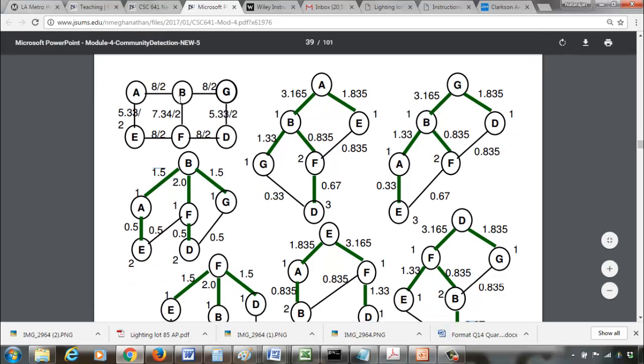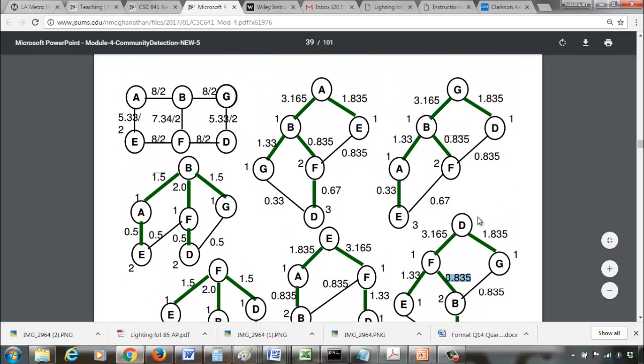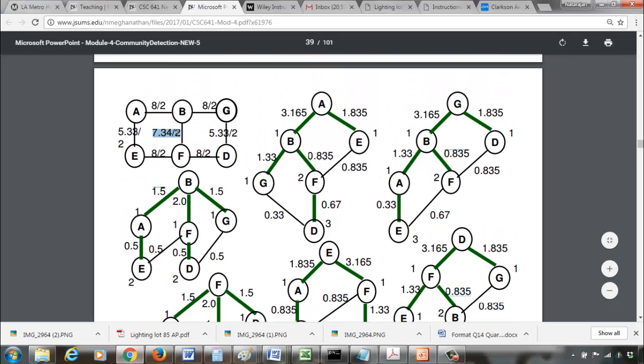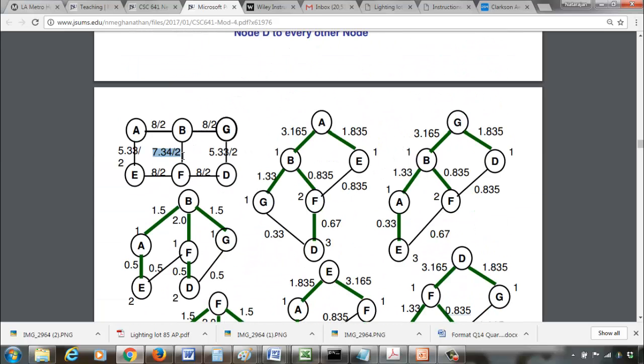Similarly, for the edge, say for example BF, we add the numbers 0.835, another 0.835, plus here we have 2.0, plus we have here another 2.0, plus we have 0.835, plus another 0.835. So if we add up all the numbers, we get 7.34, divide again by 2. That will be the betweenness of this edge BF. So we repeat this process for each edge, add up the flow that we have calculated for that edge in each of those BFS trees, and divide the sum by 2.